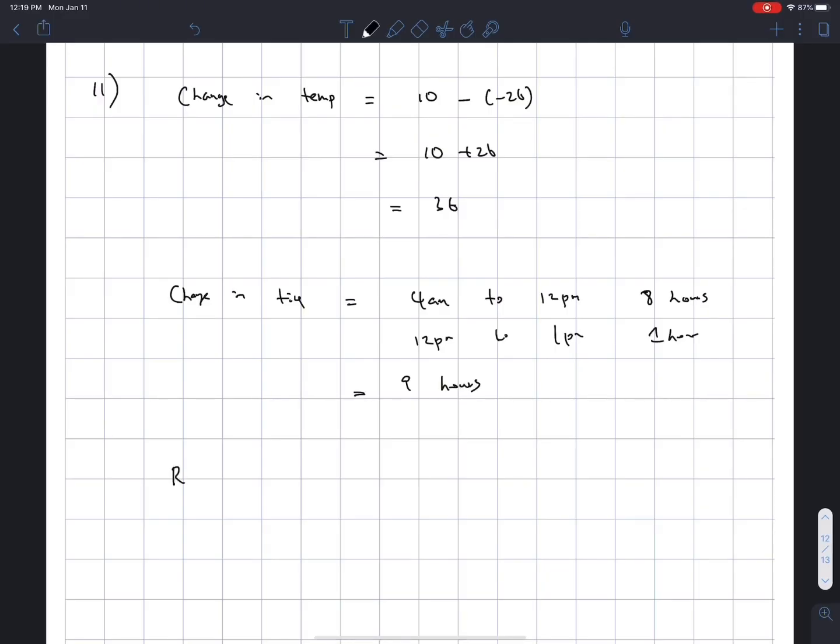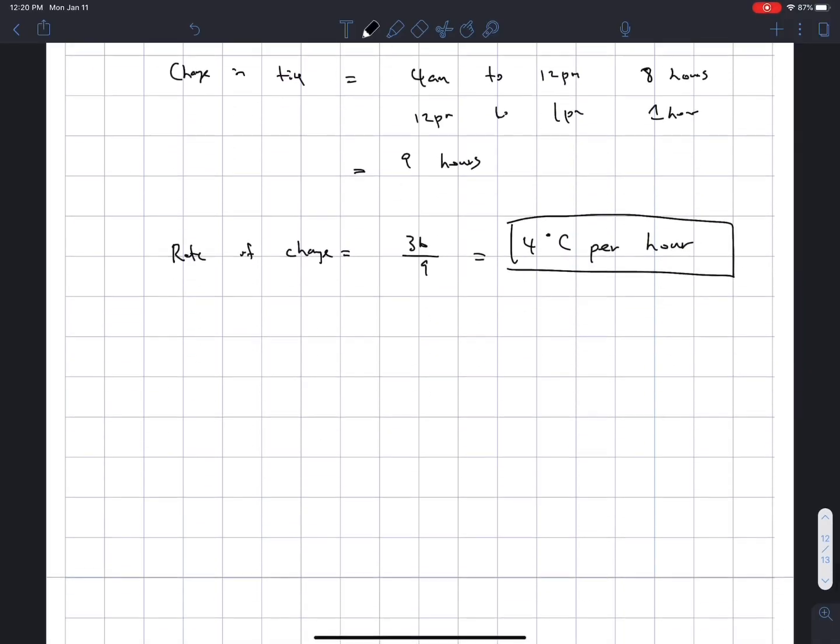So the rate of change is going to be 36 divided by 9. This will be 4 degrees Celsius per hour. So that will be the answer for question 11.